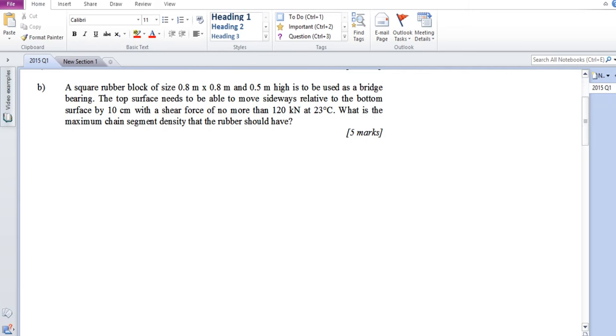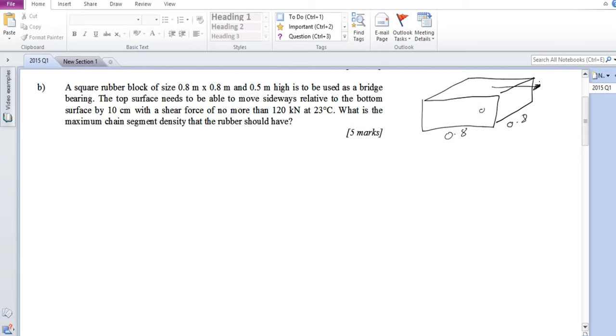The second part is related to a rubber bridge bearing. In this case it gives you the size of the block, 0.8 by 0.8 by 0.5, and says that the top surface needs to be able to move sideways to accommodate whatever the bridge bearing needs to do. Might be thermal expansion, might be something else. So the block is 0.8 times 0.8 times 0.5, and it needs to move by 10 centimeters with a force of no more than 120 kilonewtons. The question is asking what is the maximum chain segment density that it should have.